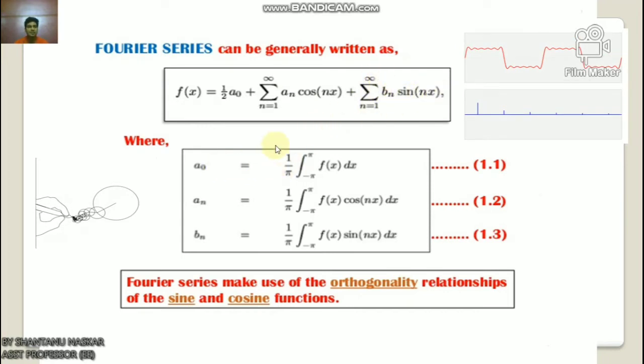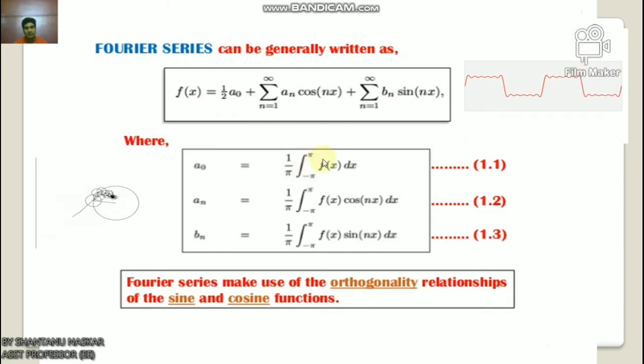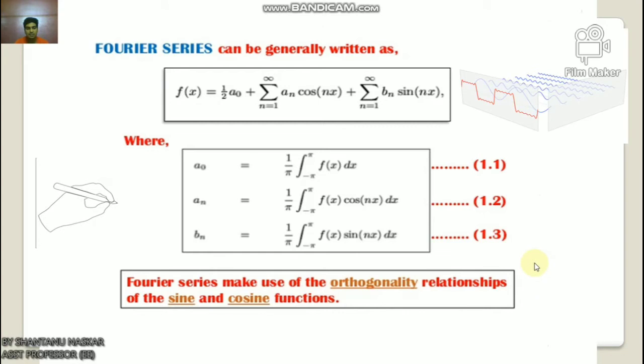where a0 = 1/pi integration from minus pi to pi f(x) dx, and an = 1/pi integration from minus pi to pi f(x) cos nx dx, and bn = 1/pi integration from minus pi to pi f(x) sin nx dx. So the Fourier series makes use of the orthogonality relationship of the sine and cosine functions.